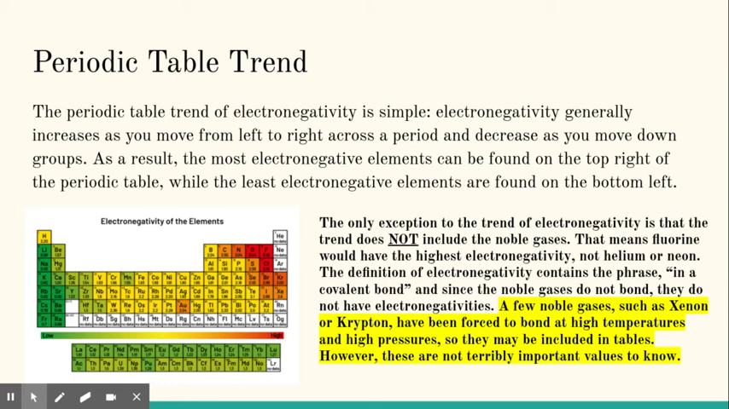do not have electronegativities. A few noble gases such as xenon or krypton have been forced to bond at high temperatures and high pressures, so they may be included in tables. However, these are not terribly important values to know.